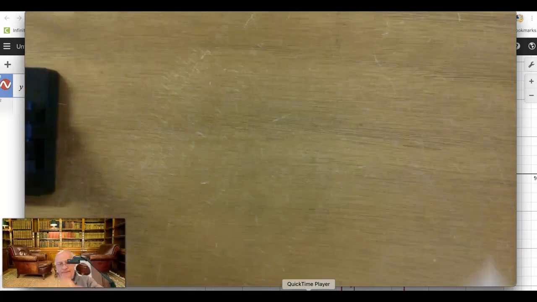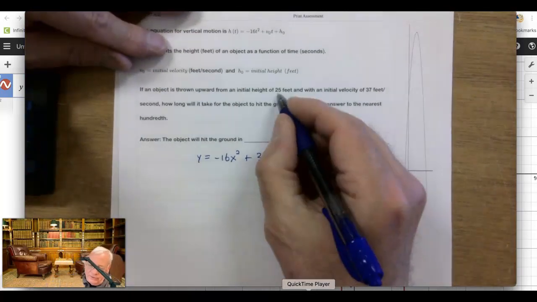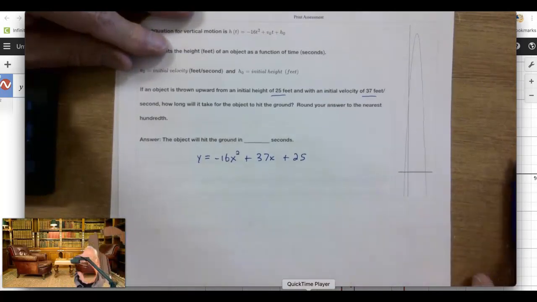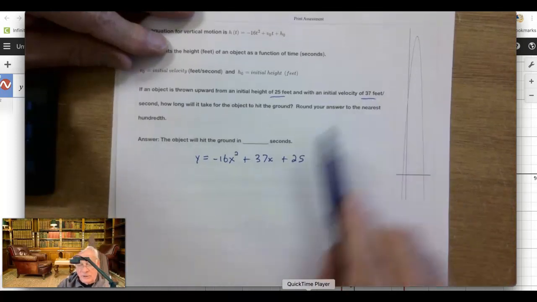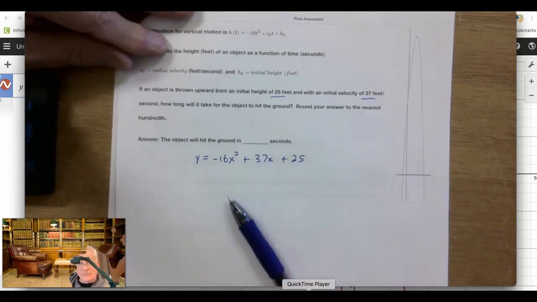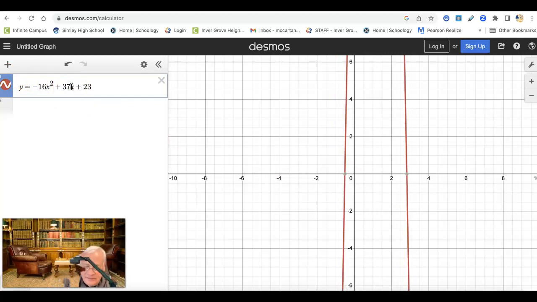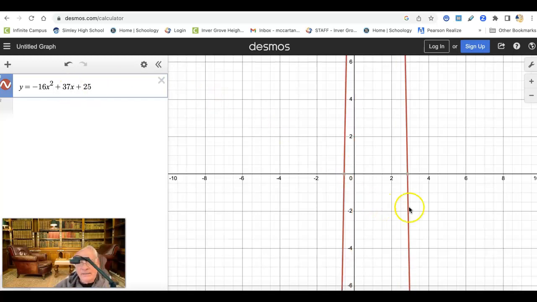All right, last one. Again, the same setup. Given two numbers, 25 and 37. The 37 goes here, and the 25 goes here. 37, remember, is the velocity, feet per second. They list it second, but it goes first in the equation. All right, go to Desmos, put it in there. 37 and 25. All right, again, you click right there, 2.86.